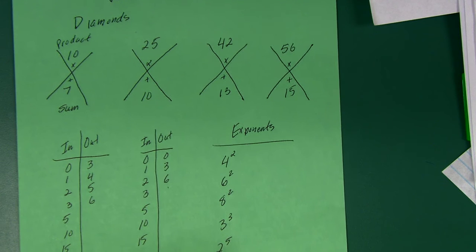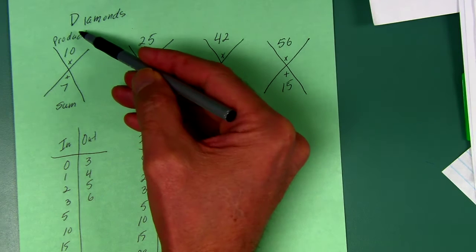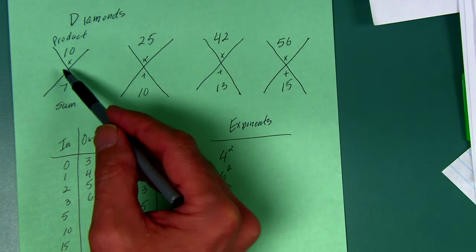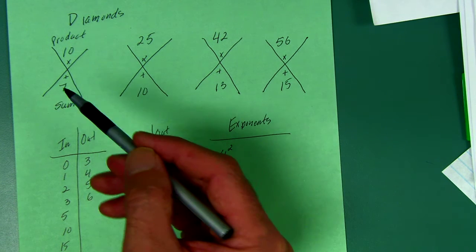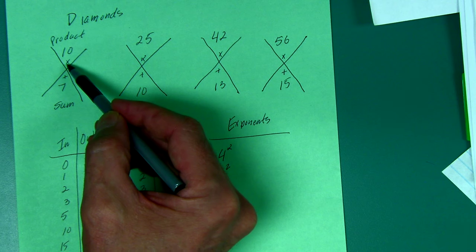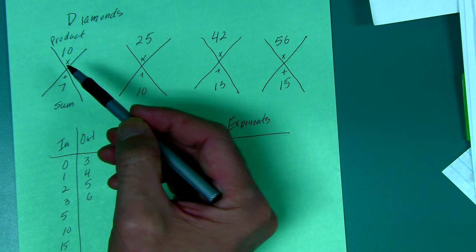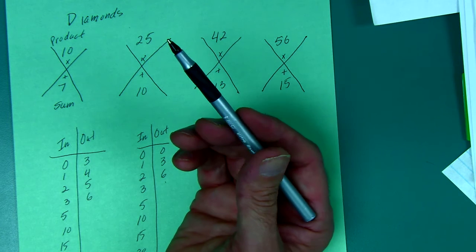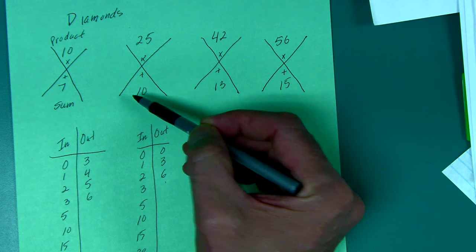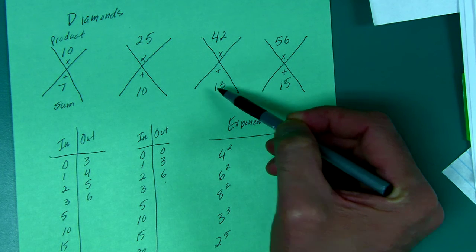So here are some diamonds on top. And I want you to remember I'm writing the word product on top and sum on the bottom because you're taking two numbers and the product of those two numbers here is 10 and the sum of those two numbers is 7. And remember, the product is the answer when you multiply two numbers and the sum is the answer when you add numbers, right? You can multiply a lot of numbers, right? Same thing here. The product of two numbers is 25. The sum is 10. The product of two numbers is 42. The sum is 13, right?